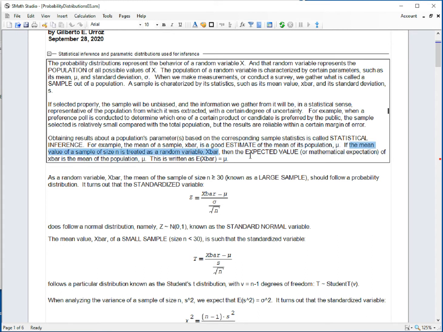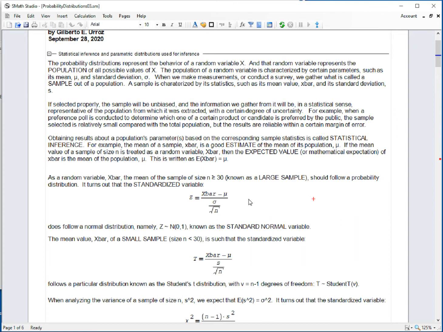bar, the expected value of that random variable is the mean value of the population from which the sample comes. It turns out that if the sample has a size greater than 30, which is known as a large sample, we can define a standardized variable z equal to the random variable x bar, which is the mean of the sample, minus the mean of the population, divided by the standard deviation of the population divided by the square root of the sample size.